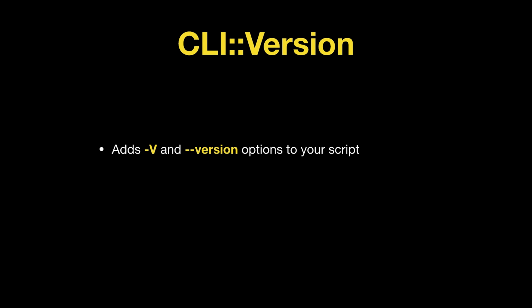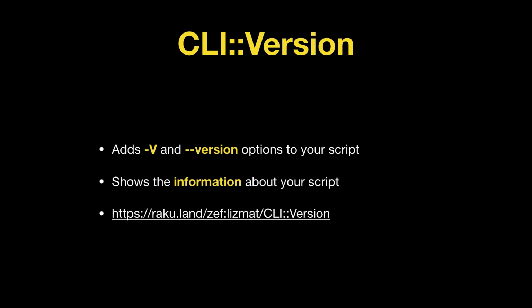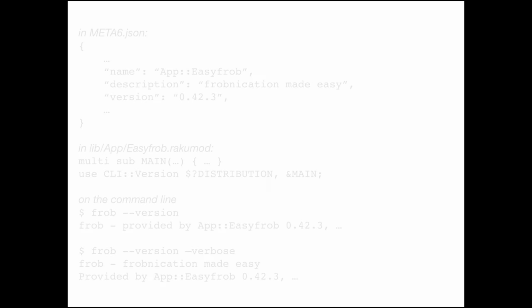It basically adds a -V and --version options to your script. It shows the information about your script, so you actually don't have to maintain that yourself. It's also available by yours truly. So it takes the information from the meta6.json.